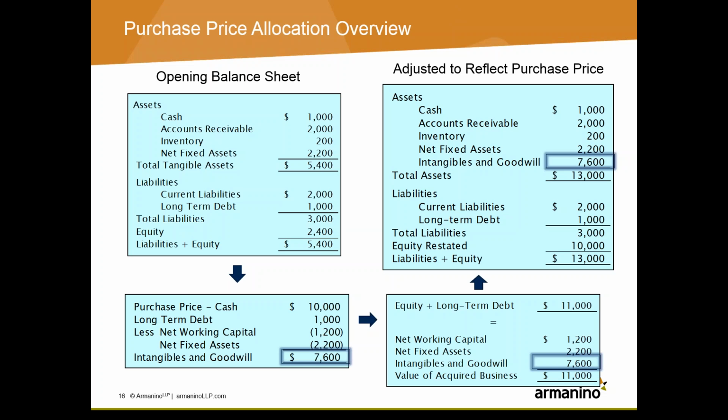Okay, so our new slide is up here, and this slide is basically showing you, in the upper left-hand corner, an opening balance sheet before any intangibles are added. Total tangible assets of 5.4 million. However, a company came in and deemed that it was worth paying $11 million for this company, 10 million of that in cash and 1 million of assumed long-term debt. To get to the intangibles and goodwill, we subtracted off the net working capital and net fixed assets to get to 7.6 million in the lower left corner of intangibles and goodwill.